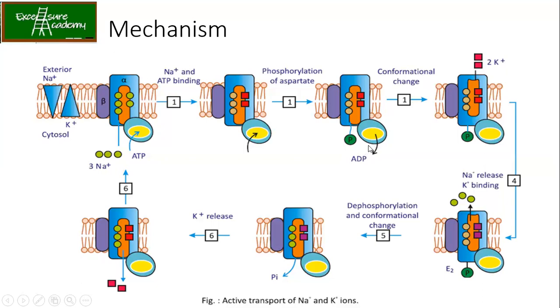There is a conformational change. At that time, 2 K plus is coming in and binding, and Na plus is getting released. Now dephosphorylation is happening. Again, there is a conformational change. When dephosphorylation happens, of course the phosphate is removed, and following the phosphate, K plus is also released. That's it. Clear? Should I repeat?